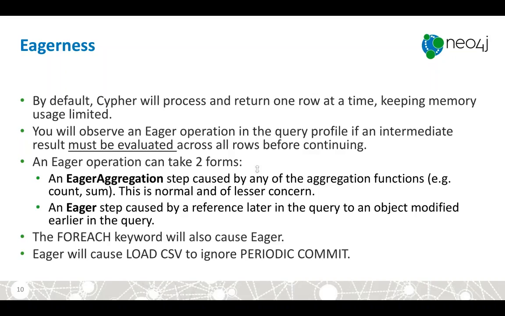The for each keyword can also cause an eager aggregation in the profile, and it's also something that will affect load CSV. And so if you have a periodic commit in a load CSV, but you have an eager aggregation within that load CSV, or rather simply an eager step within that load CSV, it could end up ignoring the periodic commit.